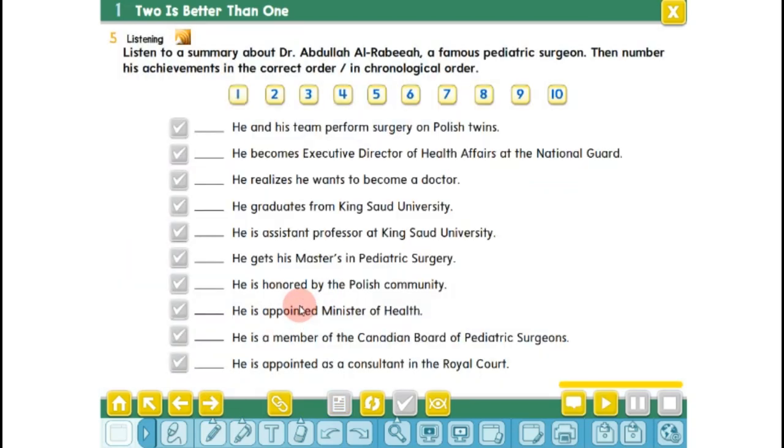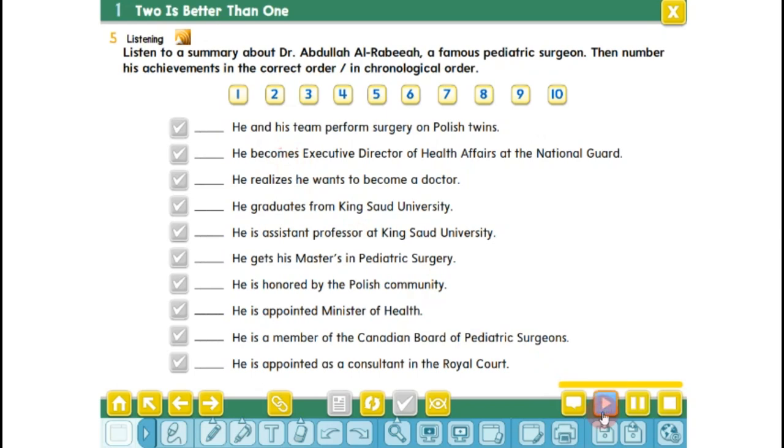Now we are going to page 11. Continue another listening. Listen to a summary about Dr. Abdullah Rabia, a famous pediatric surgeon. Then number his achievements in the correct order, in chronological order. Here are 10 sentences. Listen to the text and try to make the correct order.